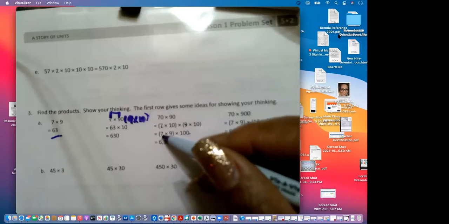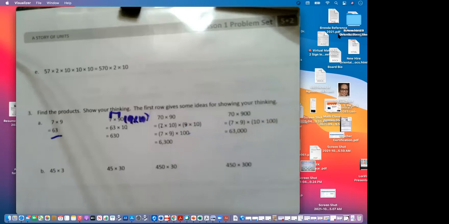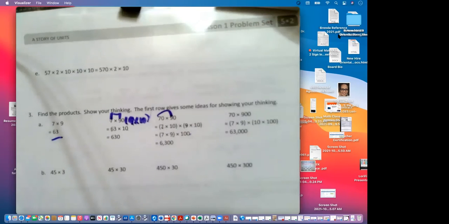We go back to step 7 times 9 is 63 plus 100. Add those 2 zeros, 6,300. Or we could have just said 7 times 9 is 63 plus 2 zeros. Yeah, I understand now. Make sense?